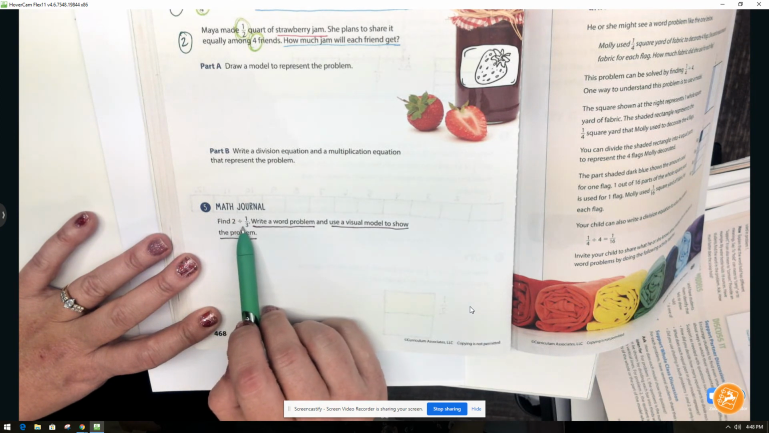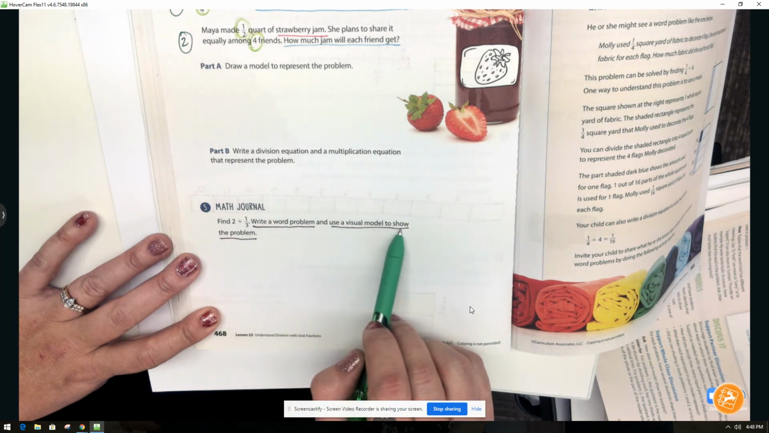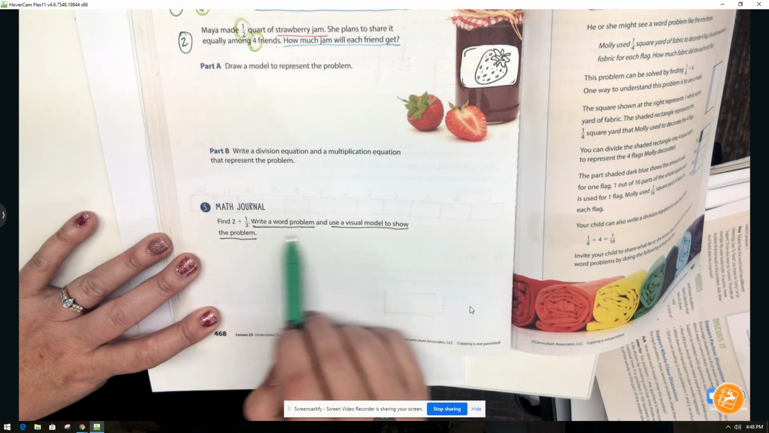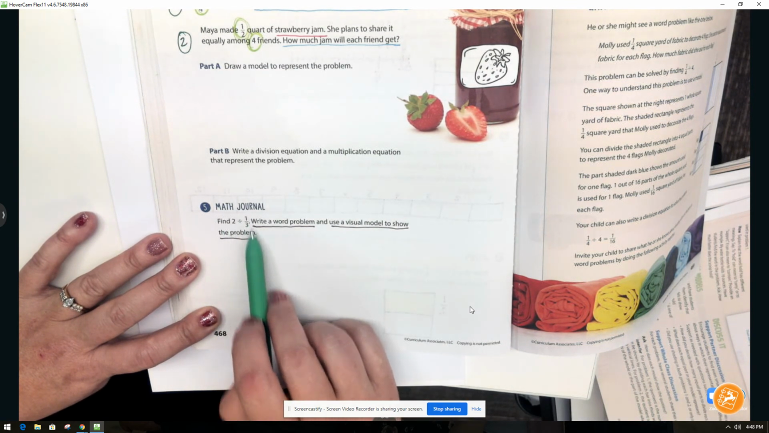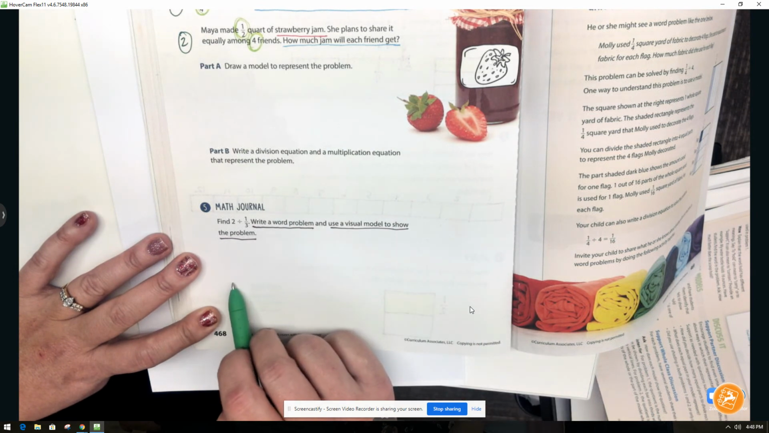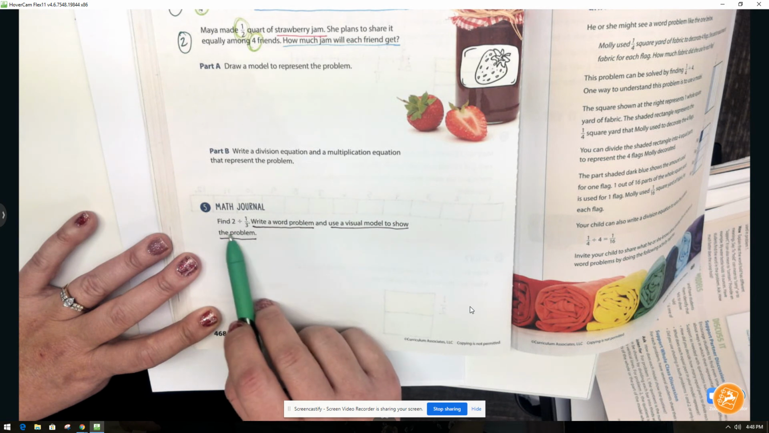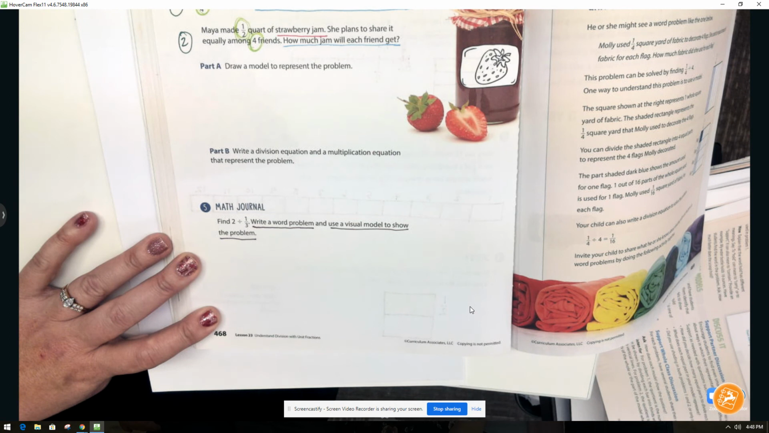Finally, for number 5, it says this. Find 2 divided by 1/3. Write a word problem and use a visual model to show the problem. If I were you, I'd go ahead and draw your picture first and show me what 2 divided by 1/3 is, and then what the quotient is. And then I want you to write a word problem about having 2 of something and dividing it up into pieces that are a third in length or a third in size.